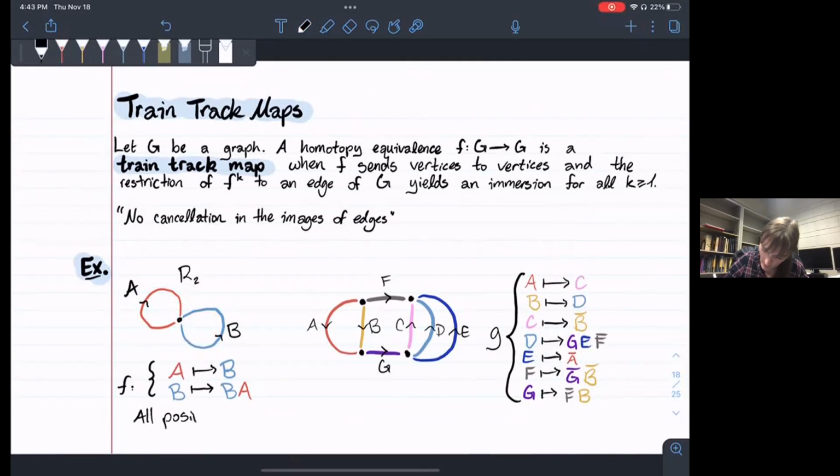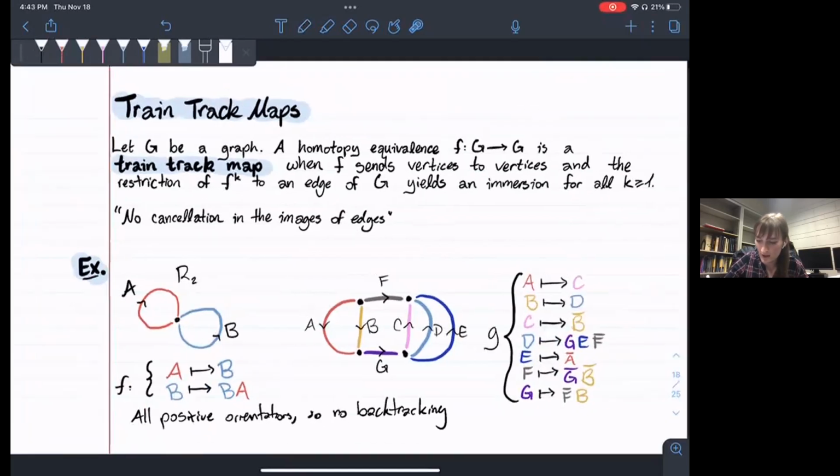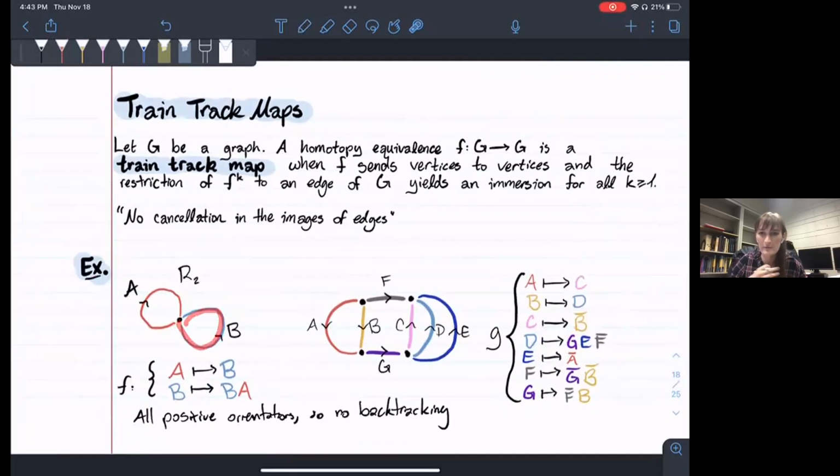all sort of positive orientations. So no backtracking could occur. So no matter how much I iterate the image of a single edge, I'll still get something that's like immersed. So that's good. This thing over here is maybe a little bit more complicated.